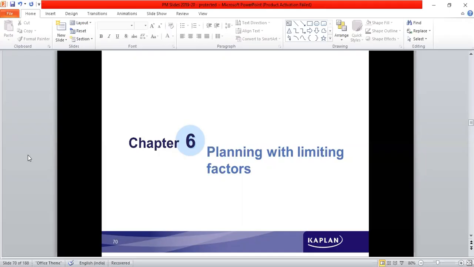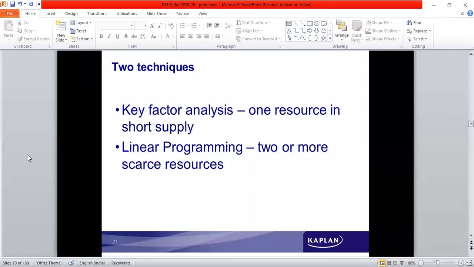But your syllabus has only two different things here. One is the limiting factor, actually limiting factor only. According to the cost volume profit analysis, a limiting factor is a decision making situation which can be solved with the help of the marginal costing technique. In your syllabus, planning with limiting factor, key factor analysis and linear programming are the two things which are given. But let's first understand when we use this.